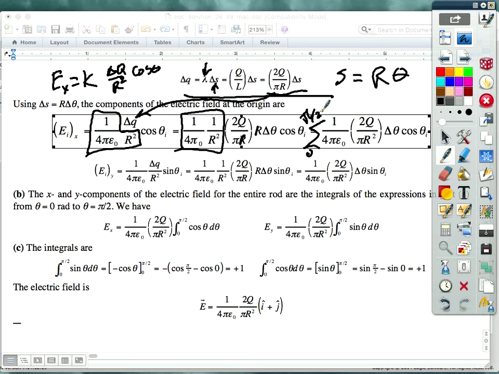Why do you have to count that r? What was the delta q of the... Oh, like all the way over here? Yeah, the dot in the middle. Like what is delta q?